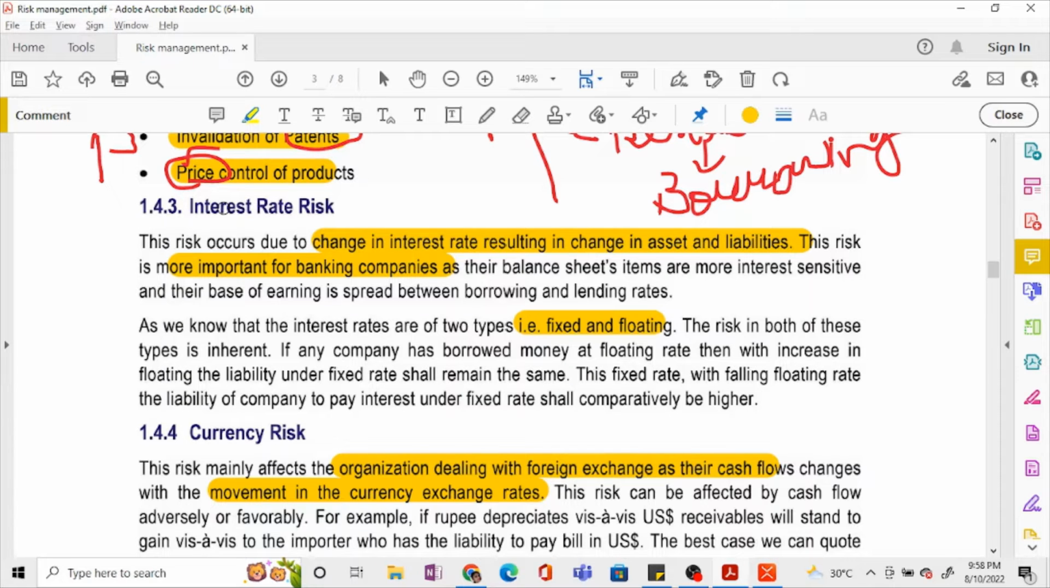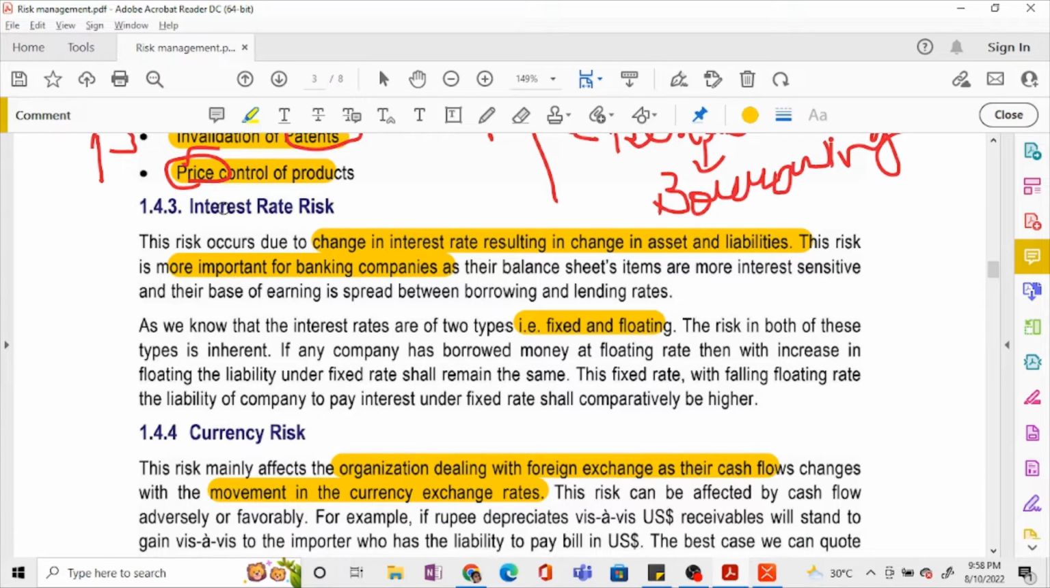There are two types of interest. First one is the fixed interest and the second one is the floating rate of interest. Whenever the floating rate of interest goes up, the value of assets and liabilities which are in the floating rate will go up, but liabilities also will go up. So that is what they have given. Interest rates are of two types, fixed and floating. The risk in both of these types is inherent.